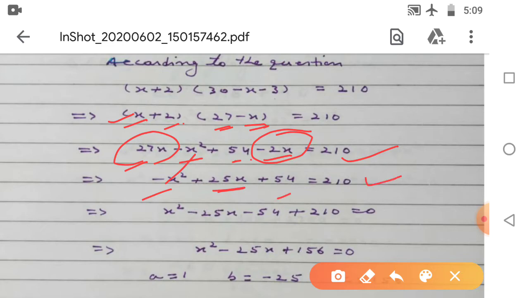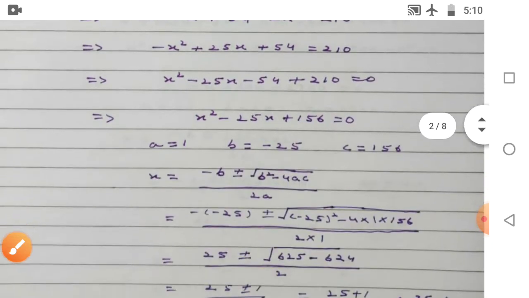And now, we multiply both sides with a negative sign, and bring all the values to the left hand side. This is x square minus 25x minus 54 plus 210 is equal to 0. So, x square minus 25x plus 156, since 210 minus 54 is 156. So, this is the quadratic equation.